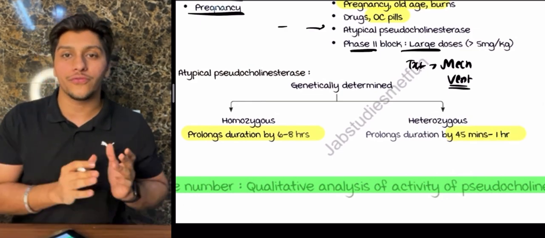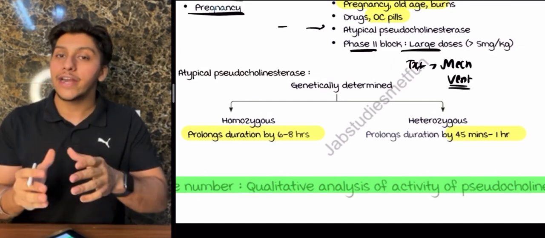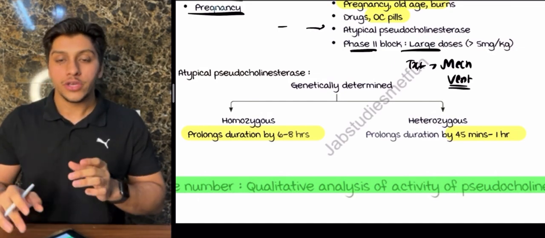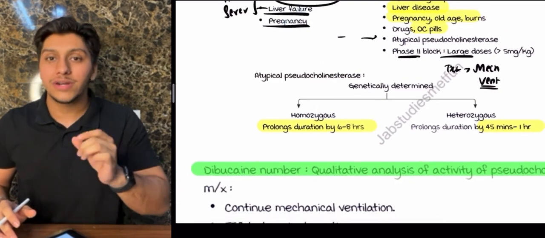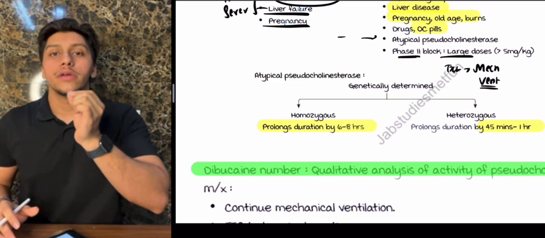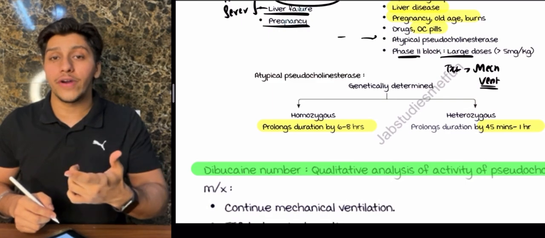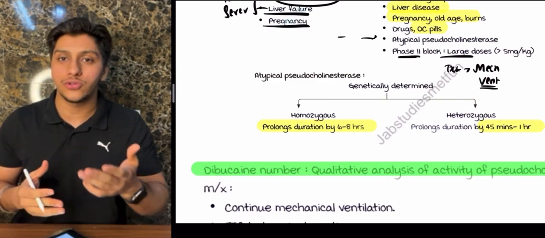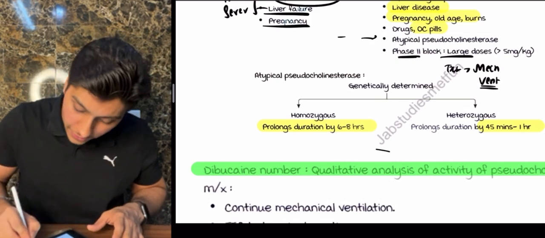Now, how do you differentiate between atypical pseudocholinesterase and normal pseudocholinesterase? You have a local anesthetic drug which we use, that is dibucaine number. Dibucaine usually binds to the normal pseudocholinesterase, because of which you can find out if anyone has atypical pseudocholinesterase, as it will not bind. Thereby this is a qualitative analysis.